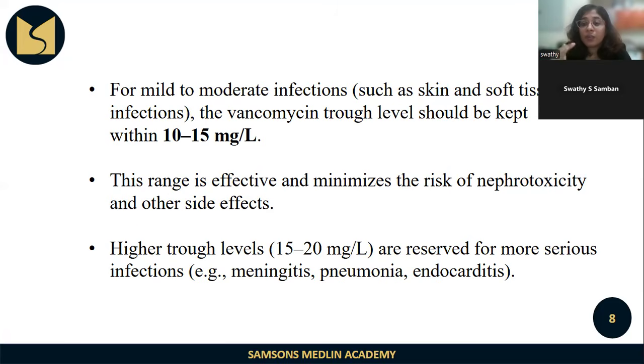Then the range will be between 15 to 20 mg per liter. But for mild infection, the range can be between 10 to 15 mg per liter. Okay, so hope that it's clear. And let's see what's the next question.